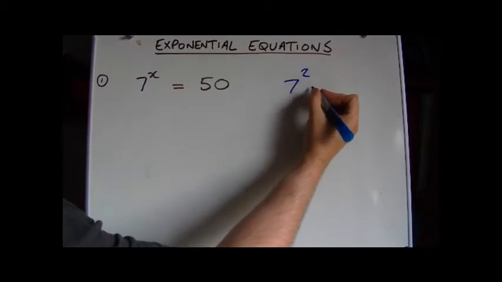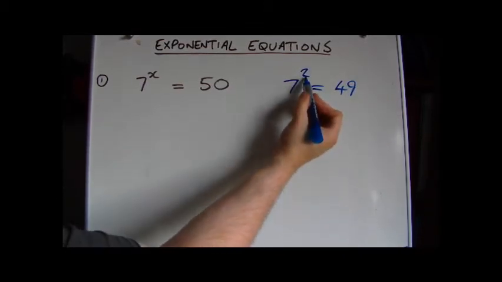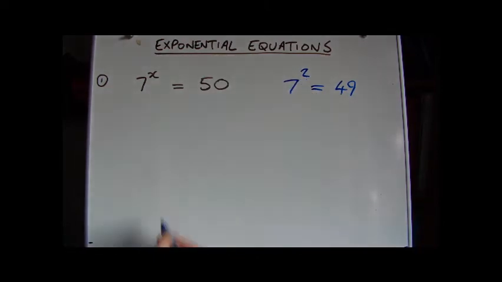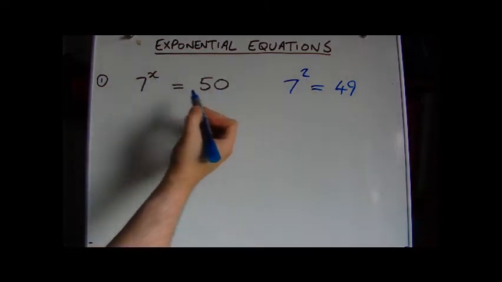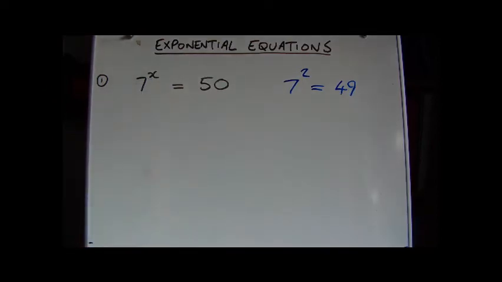You might recognize that 7 to the power of 2 is 49. So this is close to the value of x we need. Because 7 to the x equals 50 in this case, we're guessing that x is bigger than 2, but not by very much. Anyway, this is how we solve it.